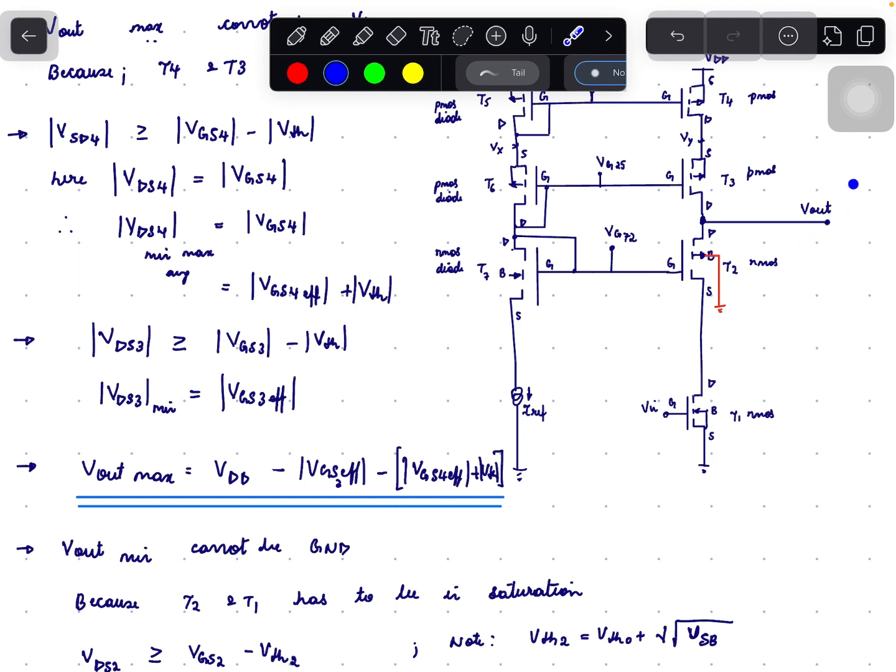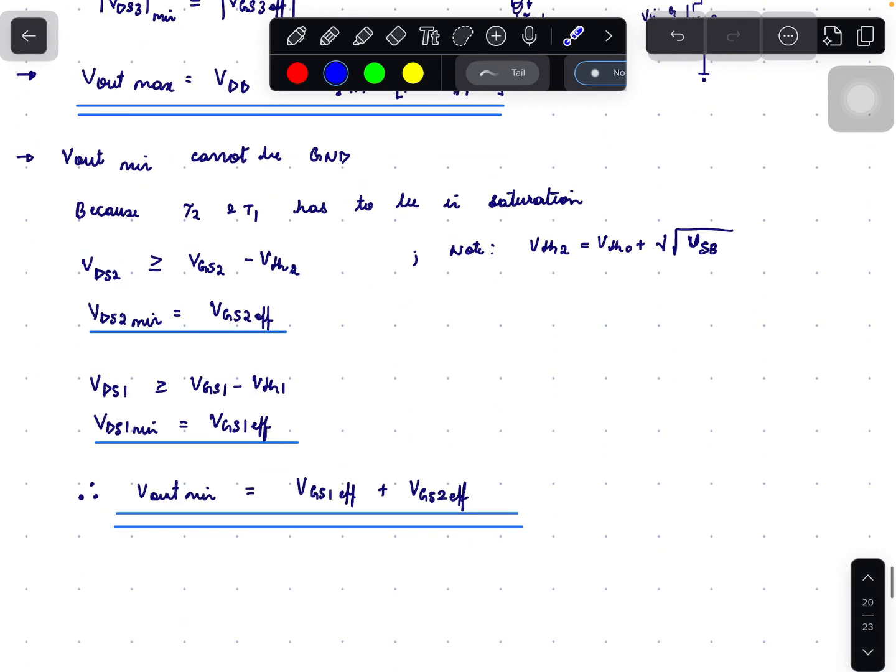Next, what is the minimum value Vout can take? Vout minimum cannot be ground because the transistors T2 and T1 have to be in saturation. Here the condition for saturation for T2 is nothing but VDS should be greater than VGS2 minus VTH. So VDS2 minimum will be equal to VGS2 effective. VDS1 minimum will be VGS1 effective. So Vout minimum will be VGS2 effective plus VGS1 effective, which is shown.